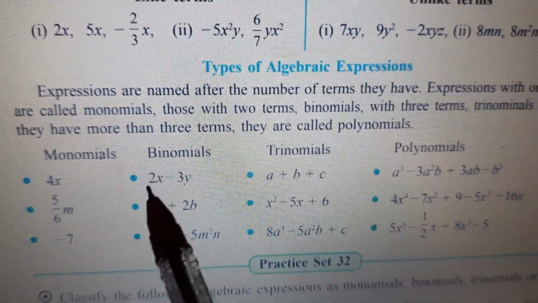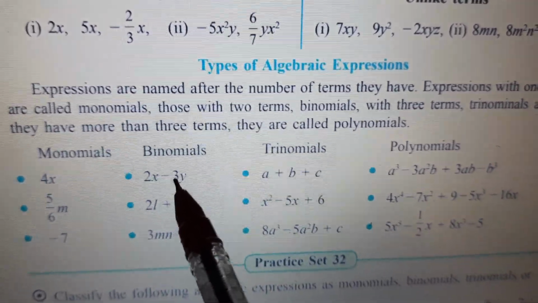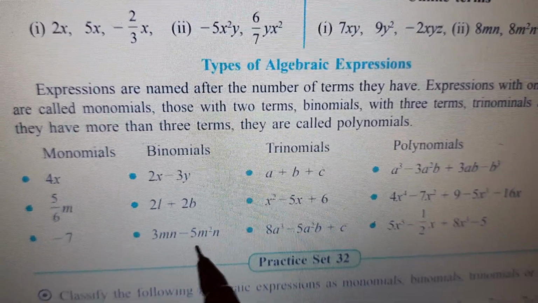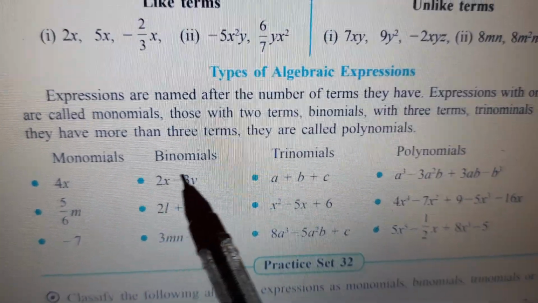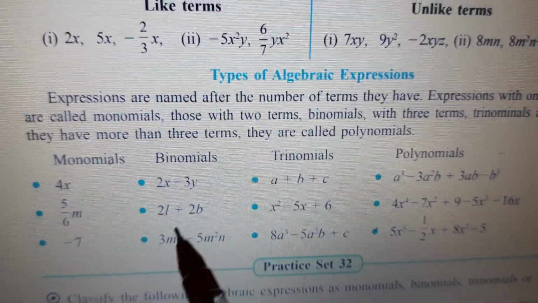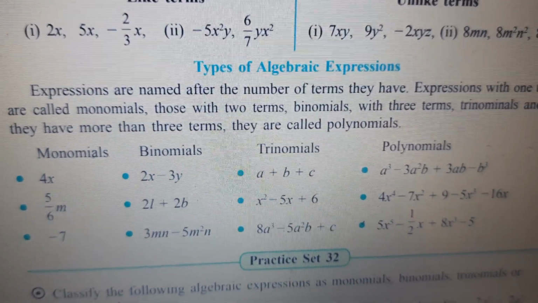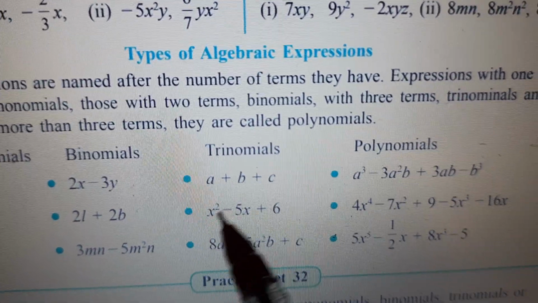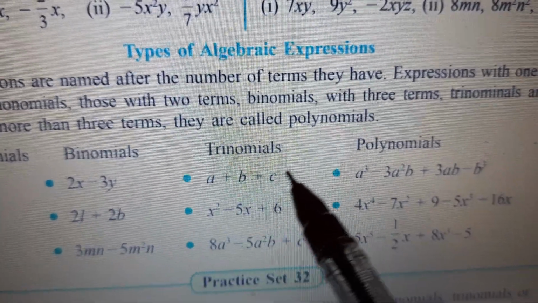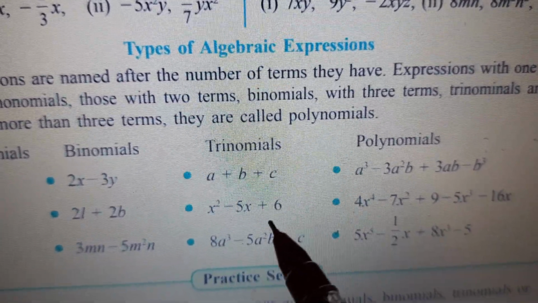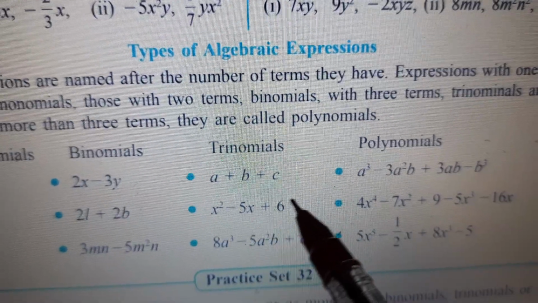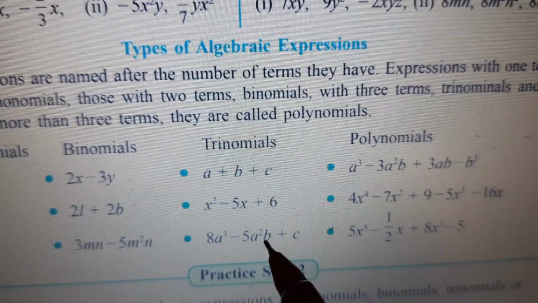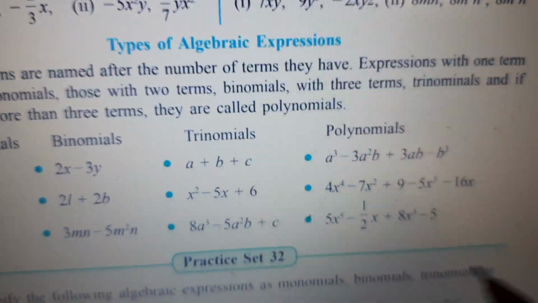Binomials, 2 terms separated by a plus or a minus sign. 2x minus 3y, 2l plus 2b, 3mn minus 5m square n. So first term, second term. First term, second term. First term, second term. There are 2 terms in binomials. Trinomials, the word tri tells you 3. So 1, 2, 3 terms are there: a plus b plus c. X square minus 5x plus 6. So 1, 2, 3. Here also first term, second term, third term. 8a cube minus 5a square b plus c.